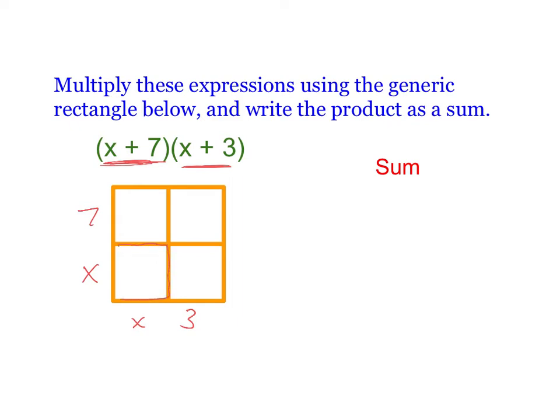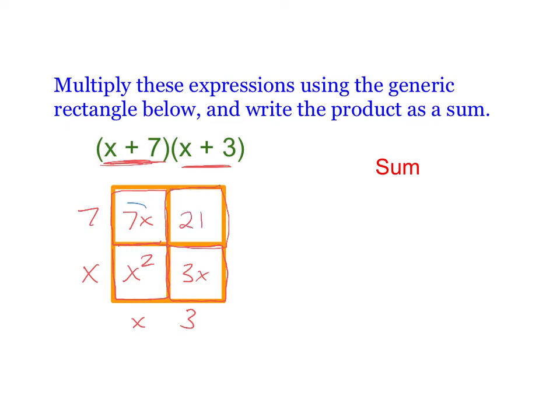The area of this square would be x times x, which is x squared. The area of this square would be x times 7, which is 7x. The area of this square would be 3 times x, which is 3x. And the area of the upper right square would be 3 times 7, which is 21.